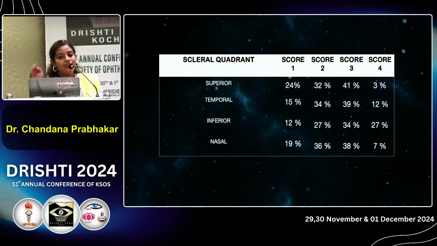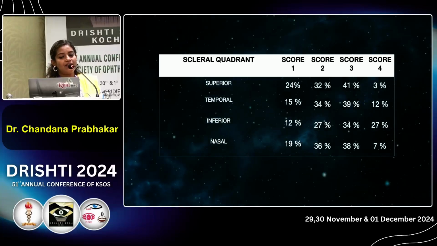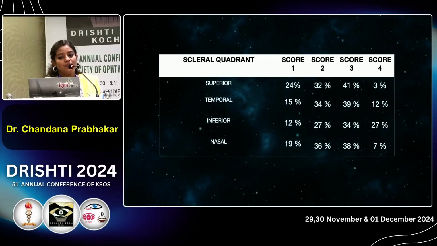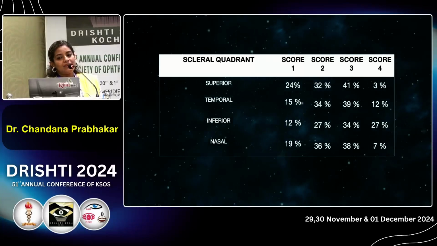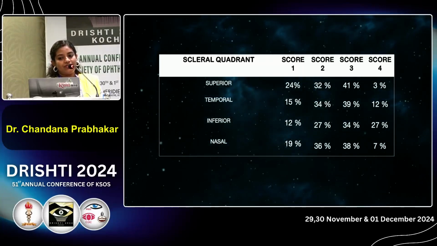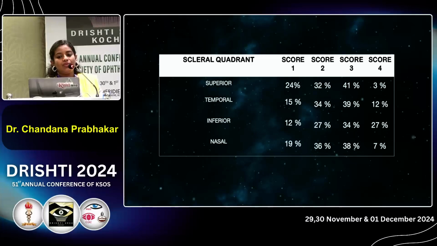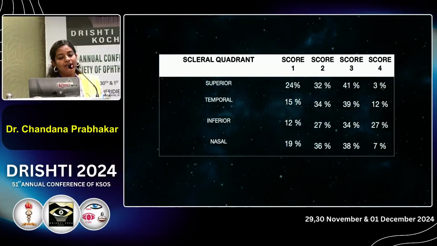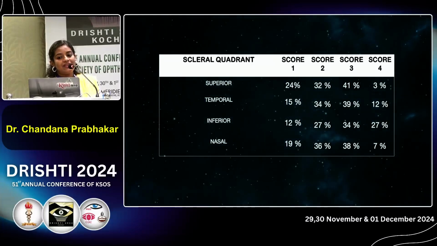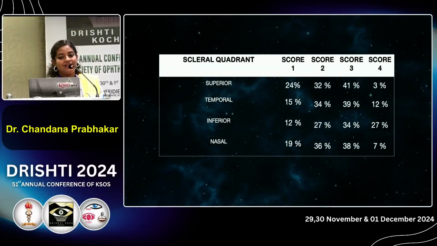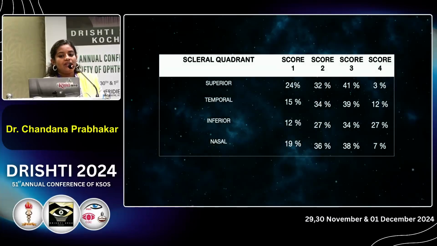We have also made a comparison by scleral quadrant. It was seen that in the superior quadrant, score 1 was in 24%, score 2 32%, score 3 41%, and score 4 3%. Temporal was 15, 34, 39, and 12. In the inferior quadrant, 12, 27, 34, and 27. Nasal was 19, 36, 38, and 7.